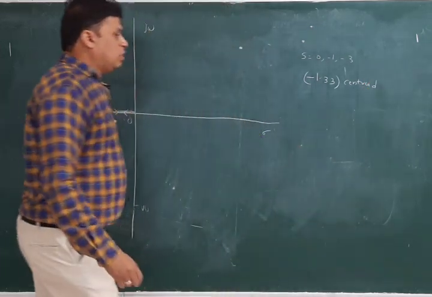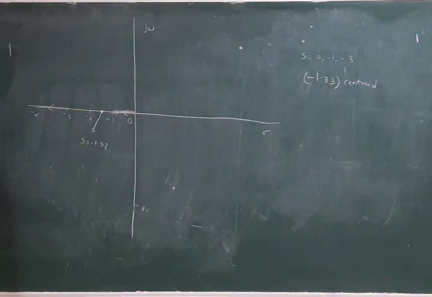Now after getting the centroid, what we have to do? Now we have to draw the asymptotes. First you have to draw the asymptotes. How to draw the asymptotes for this? We have to find out the asymptote angle. How to find out the asymptote angle? We have done here the breakaway point as well as the centroid. Now we will find the asymptotic angle.